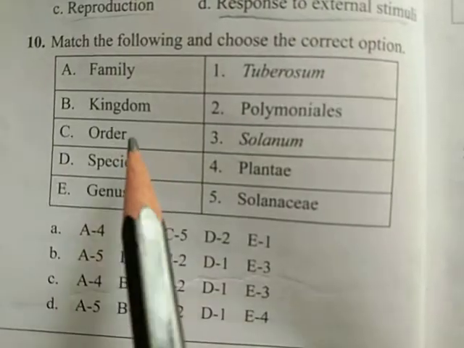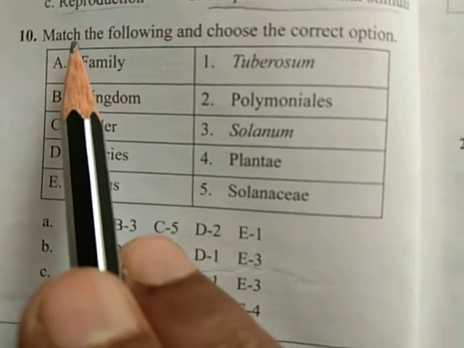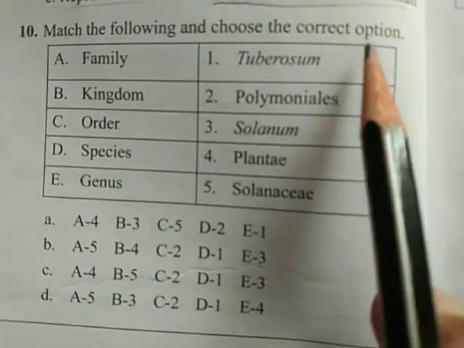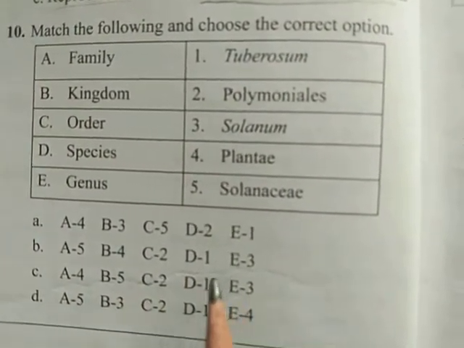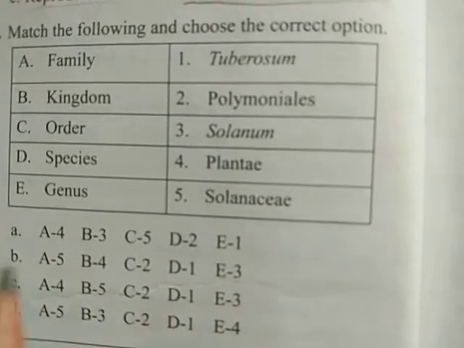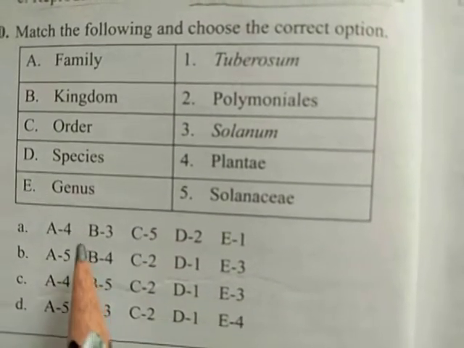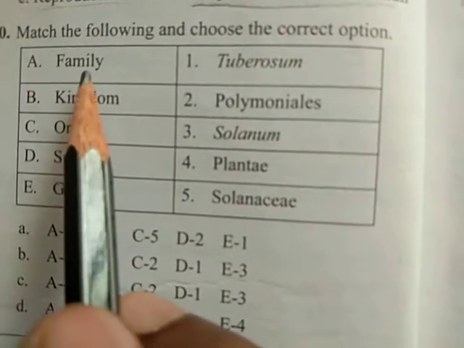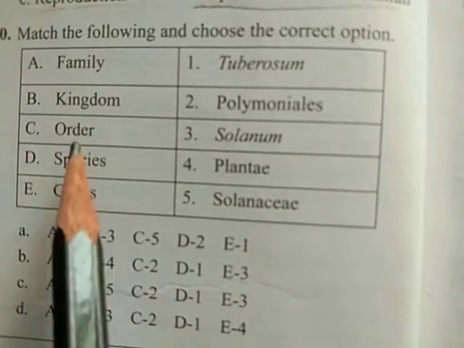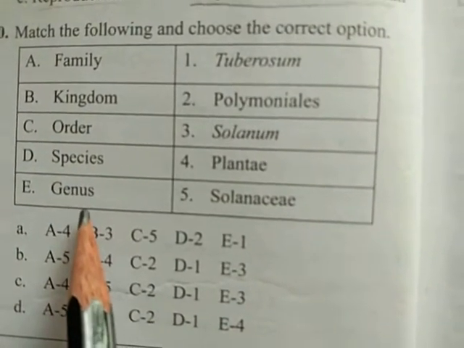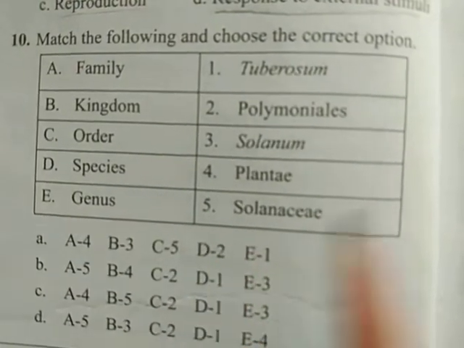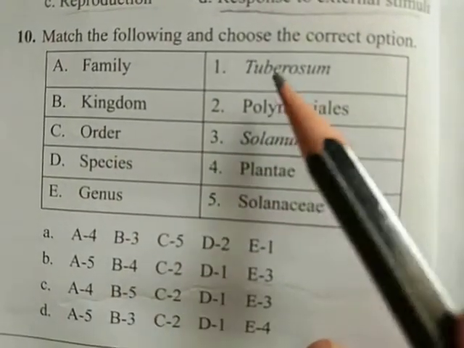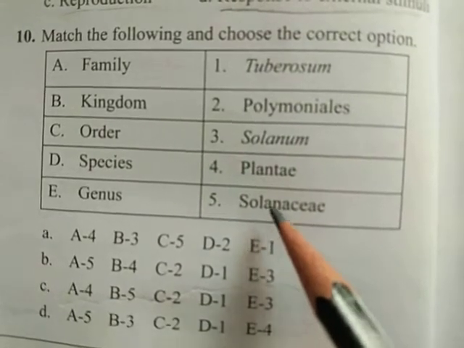Yes, one more question you can take. The same kind: match the following and choose the correct option. Here four options are given in combinations, and we should select the right one out of these four. Here you can observe the family, kingdom, order, species, genus. In the previous question we discussed this without genus, but here all five are given.